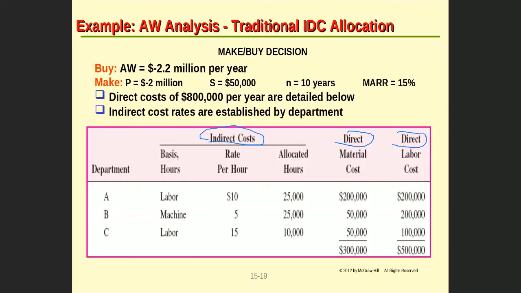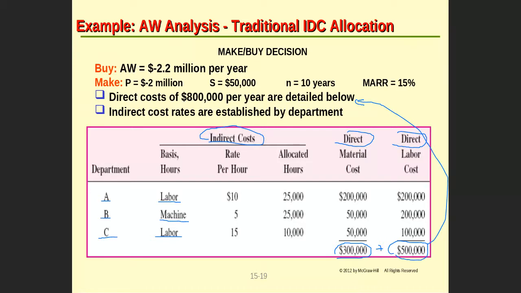The direct cost is given and there is no need to calculate it. It is given straight: 300,000 for the material, 500,000 for the labor. The sum of those two is equal to $800,000 for the direct cost. But the indirect cost has different bases. We have labor, we have machine, we have another labor cost for 3 different departments.